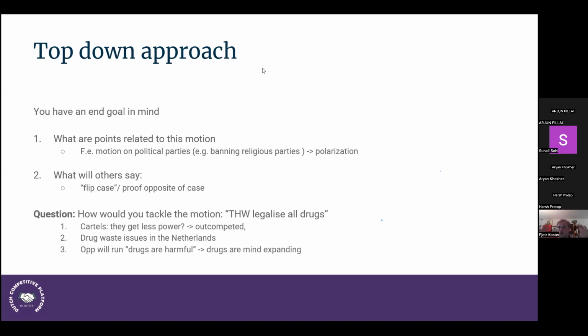I'll be like, the strongest arguments I can think of for legalizing drugs are that it stops violence, you are able to help drug addicts, and people can have mind-expanding experiences. And then you can say, I have also thought of other arguments, which I thought were a bit less important, like, for example, drug waste.